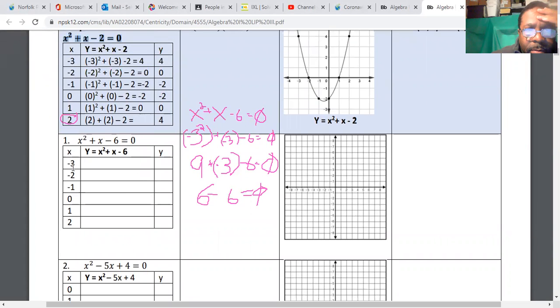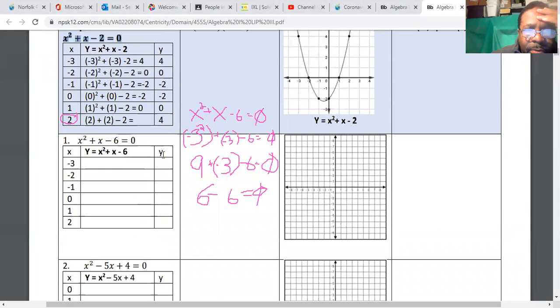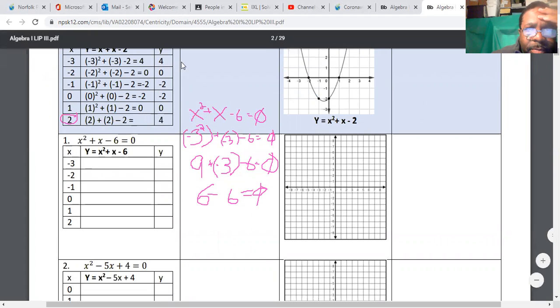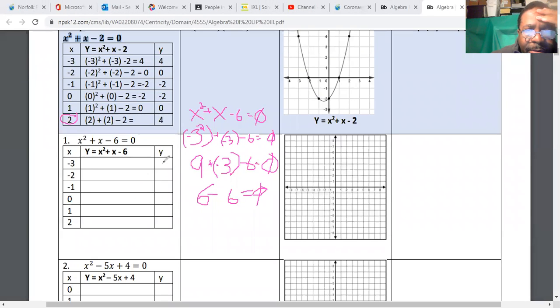So this 0 here in this quadratic equation, this is what the y is going to be. So in this case, the 0, or the y, is 0. Okay, and now what we're going to do is the same process for each one of these problems.